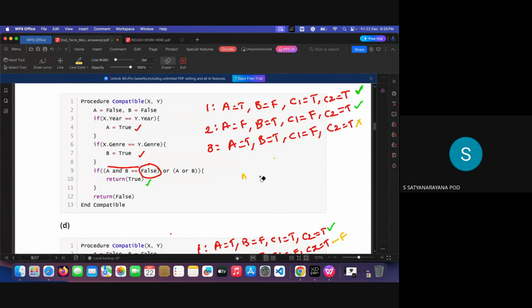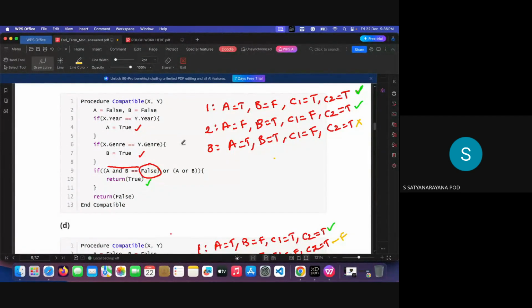I already considered that third option. The third case is same year, same gender. Same year, same gender means either compatible or not compatible? Tell me. Same year, same gender means is it compatible or not compatible? Not compatible. Fine.